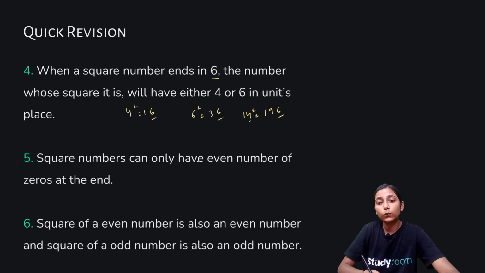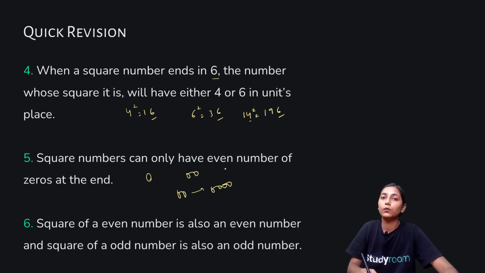Now square numbers can only have an even number of zeros at the end. Yes, we saw that if a number has one 0, then its square will have 2 zeros. Similarly, if a number has 2 zeros, its square will have 4 zeros. So we can say that a square number can only have an even number of zeros at the end.